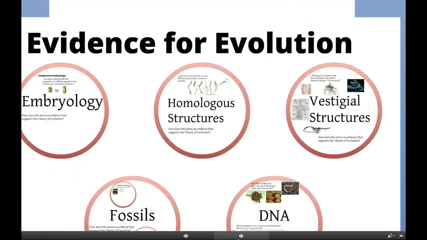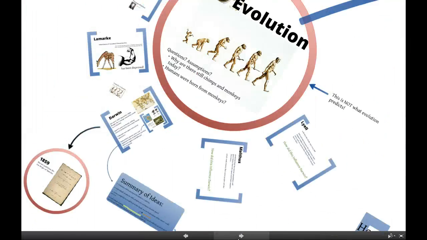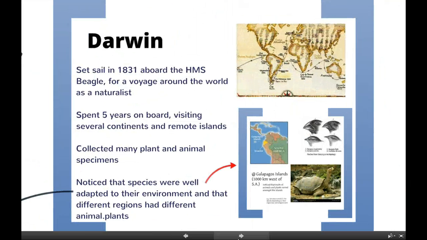So let's go back to Darwin. Now, Darwin didn't have all of that evidence. He didn't have DNA. He had some fossils.